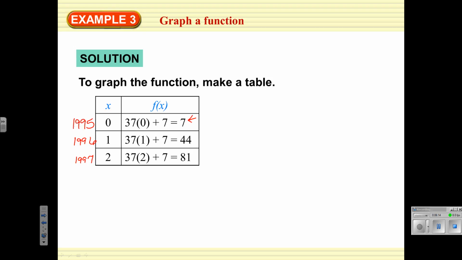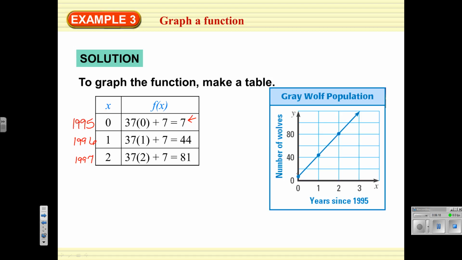Okay, now, there's our table. So when x is 0, y is 7. Notice they're counting by 20s. So we're right about here for 7. In the 1 year after 1995, we were up to 44 wolves, so we're about here. And then 2 years after, we're at about 81 wolves, and so on. We're increasing by 37 wolves each year.